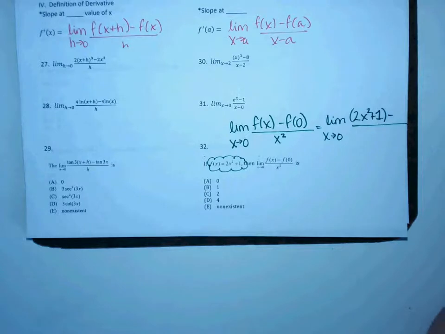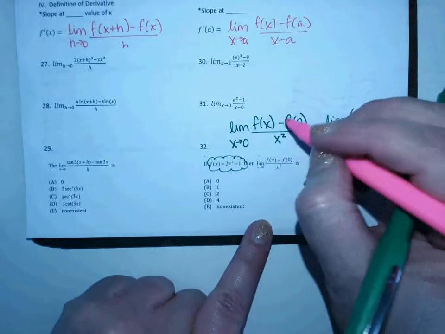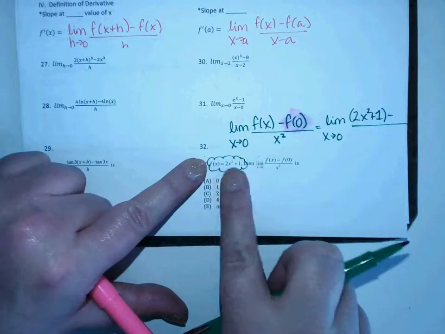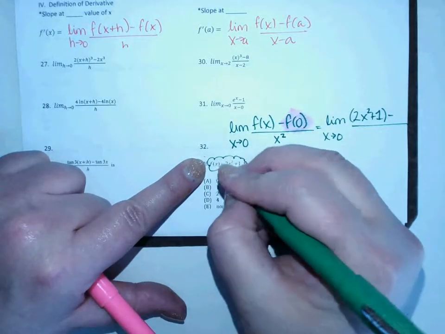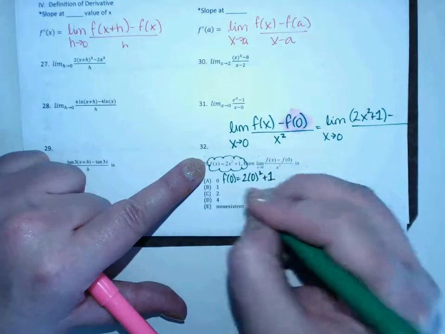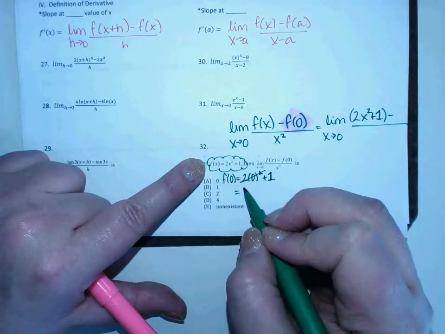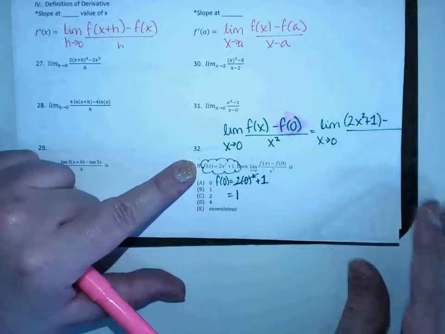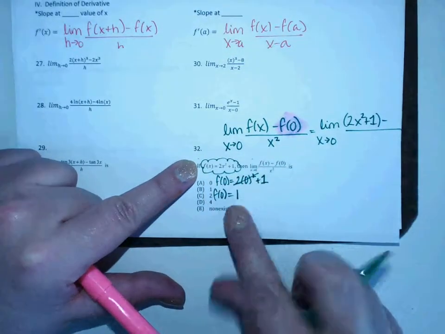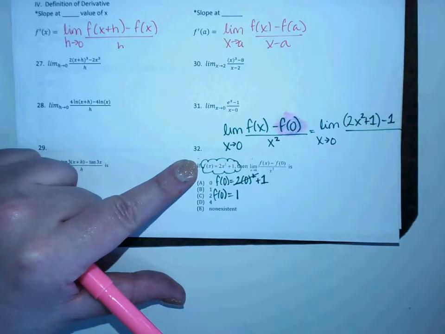Minus. Now, I need to find f of 0. Well, think about it. f of 0 just means I'm going to plug 0 into this. So if I want f of 0, that's 2 times 0 squared plus 1. So really, that's just 0 plus 1, which is 1.